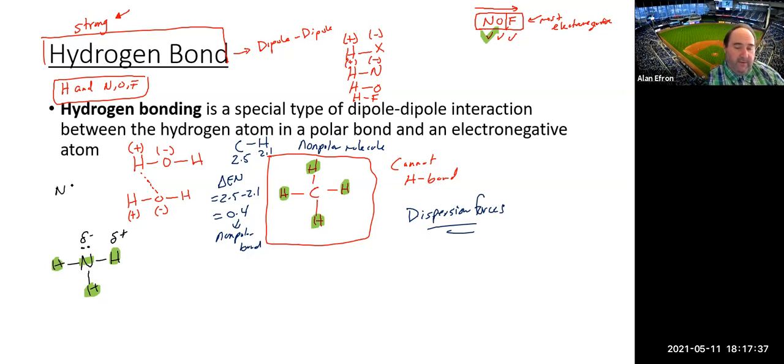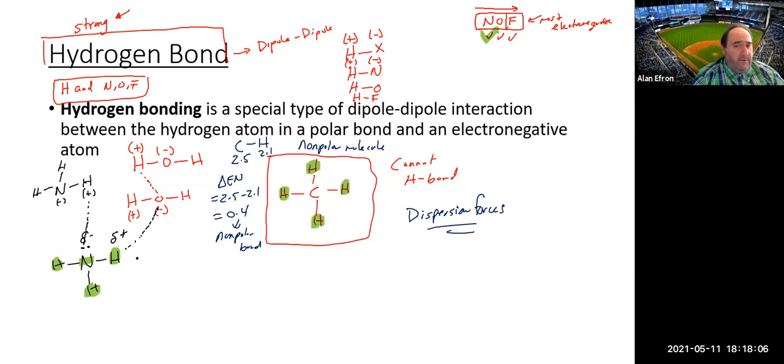So if another ammonia was around, we would get the attraction between the positive hydrogen of one and the negative nitrogen of another, and it's able to hydrogen bond. By the way, it would also be able to hydrogen bond with water. So a reminder, it doesn't always have to be the same molecule interacting with the same molecule. You can have different molecules that can interact.